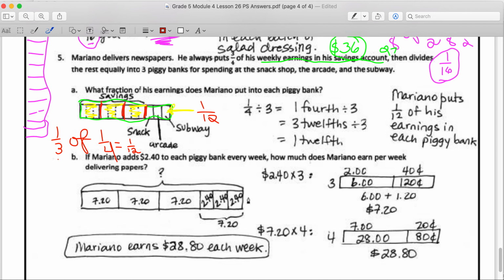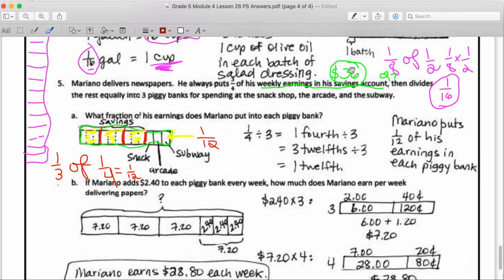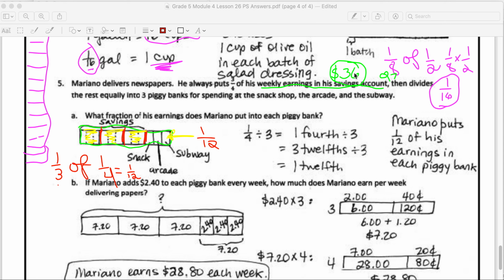Let's see if that works for our situation. So if we took $36 and we took 1/12 of 36, will we get 3? Because we said that was $3 that he was putting away back earlier in our situation, and it is. It is 36 divided by 12 is 3. Okay.